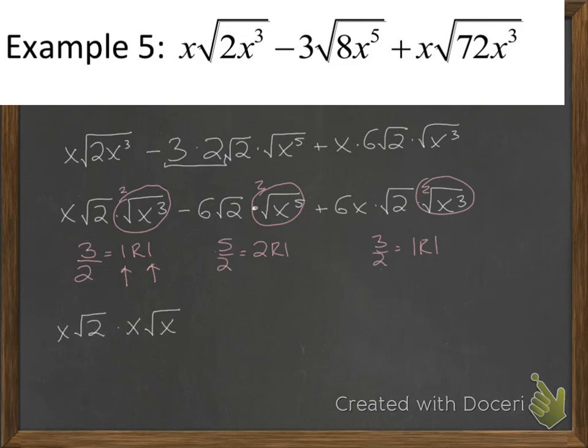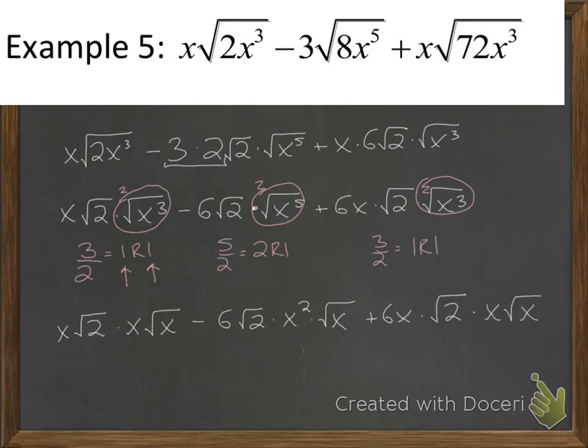Okay, same thing with the next one. We bring down the 6, we bring down the square root of 2, we rewrite the square root of x to the 5th power as x squared times the square root of x. Okay, again, this 2 goes here, this 1 goes there. Okay, last but not least, we have plus 6x times the square root of 2, and then we are going to rewrite x to the 3rd power, just like we did in the first term. We're going to rewrite it as x times the square root of x.